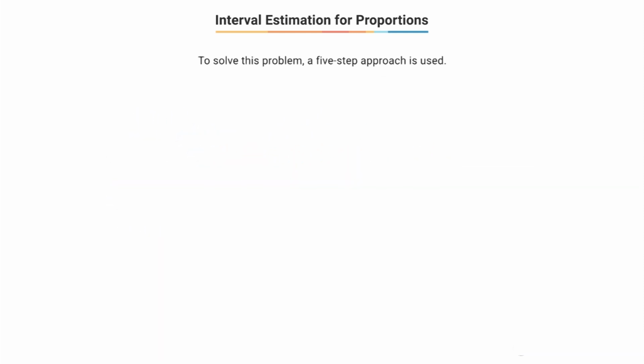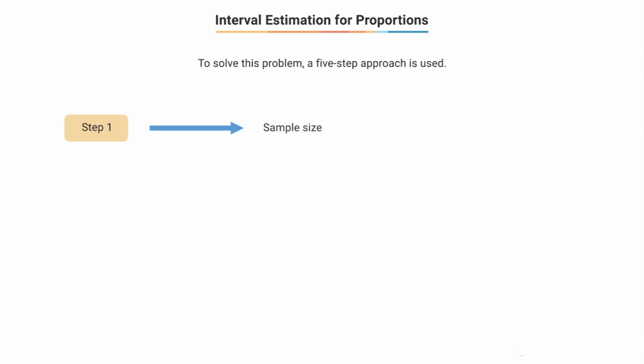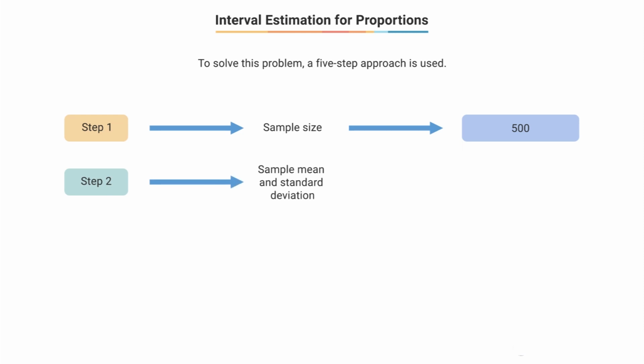Let us go back to our 5-step approach that we discussed earlier and understand how we can solve this problem. Step 1 here is to collect a sample, and in our case the sample size is 500. Step 2 is to calculate the sample mean and standard deviation. However, since our data is categorical in nature, we only have data on sample proportion. We found the sample proportion to be 220 by 500, which is 0.44.